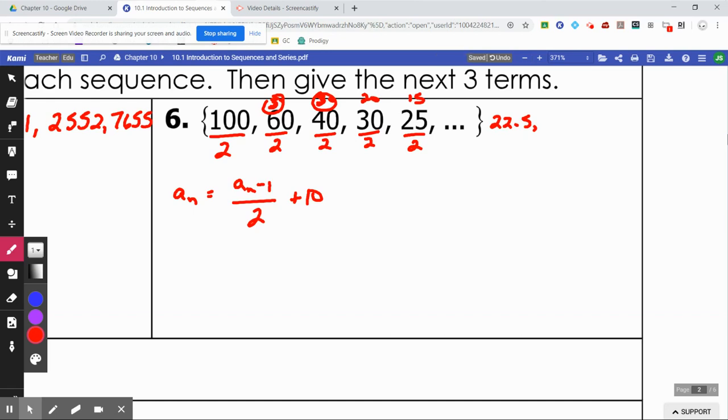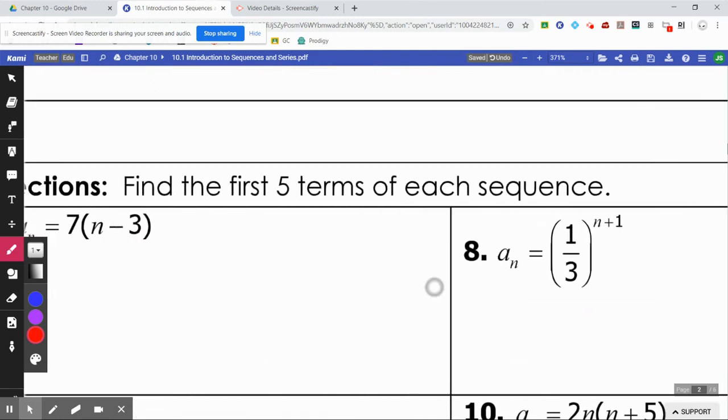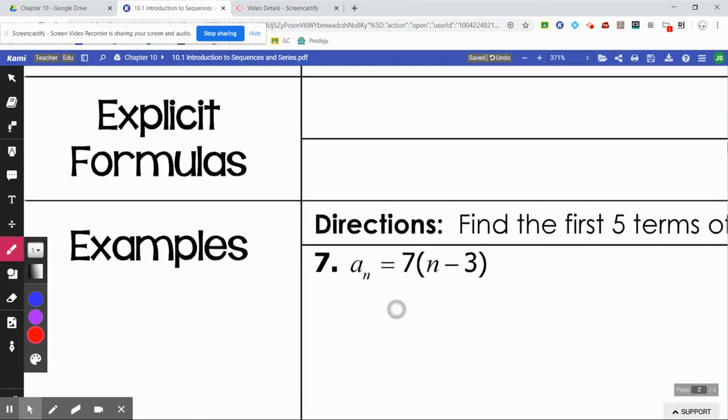Take that, divide by 2 would give me 11.25. So that would be 21.25 when I added 10 to it. Take that, divide it by 2 again, and then add 10 to it. And my next term in my sequence would be 20.625. And there's the next 3 terms. Okay, next up, we're going to talk about explicit formulas.